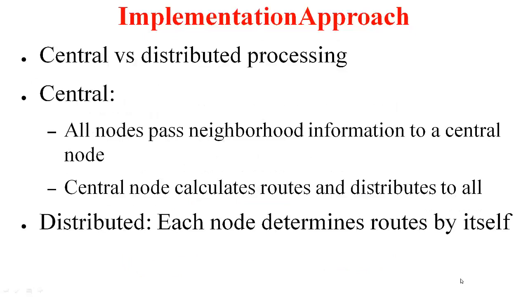So the next question to implementation is whether one should go for a centralized approach where all the nodes pass their neighborhood information to a central node, whereby the central node now can determine the entire network topology, because each node tells who its neighbors are, and then the central node will calculate the routes and redistribute them to all the other nodes in the particular topology. In contrast to central, you could also do distributed, where each node determines the routes by itself by exchanging messages with its neighbors. So what is the problem with centralized approach?